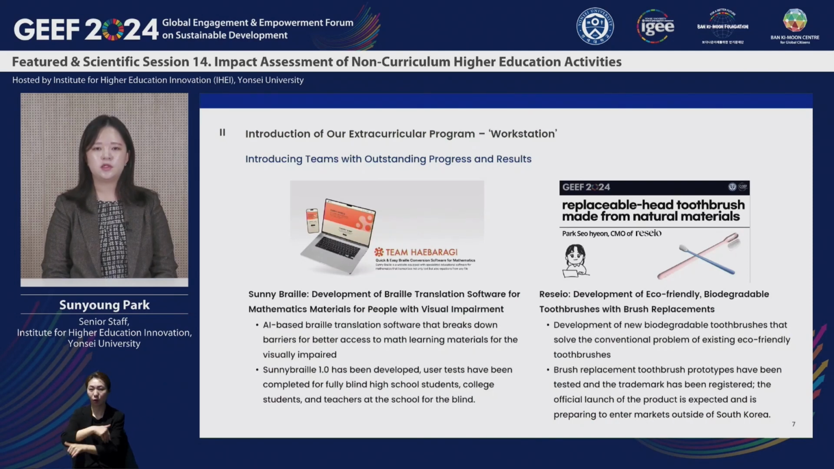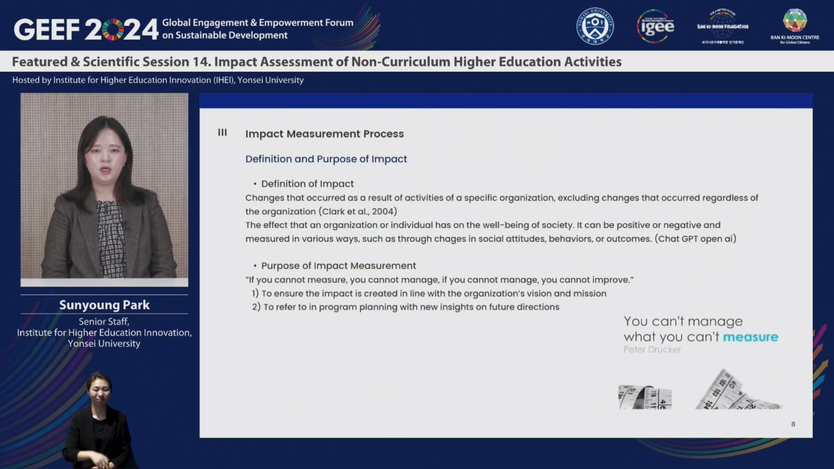Next, we have the Rizio team, a workstation team that produces eco-friendly biodegradable toothbrushes with brush replacements. They have developed a prototype that addresses the persistent issues with existing eco-friendly toothbrushes and have completed trademark registration. Additionally, they have been selected for the Ministry of SMEs and Startups pre-startup package, and you'll have the opportunity to learn more about both teams in the upcoming presentations. Next, I would like to talk about measuring the impact of IHEI.